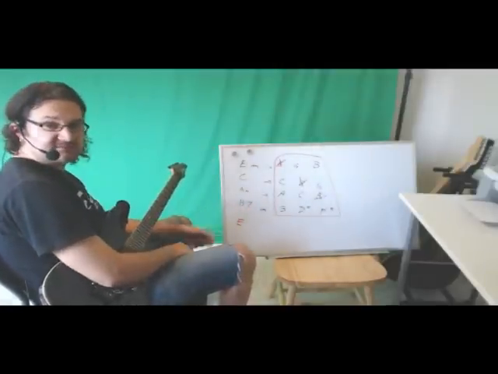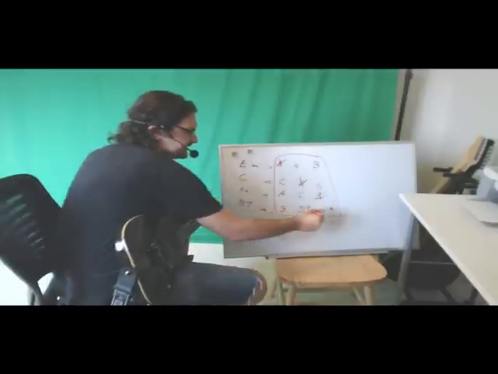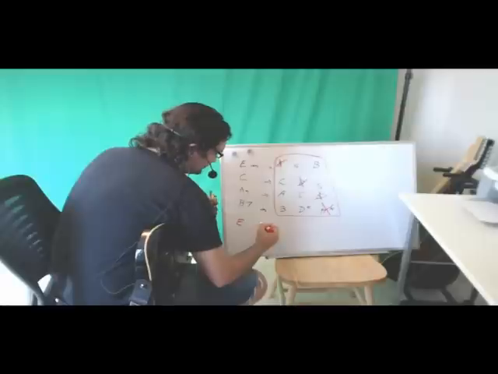After the E, what is there? The F. Do we have a type of F in there? Yes, we do. And it's an F sharp. So F sharp is taken.